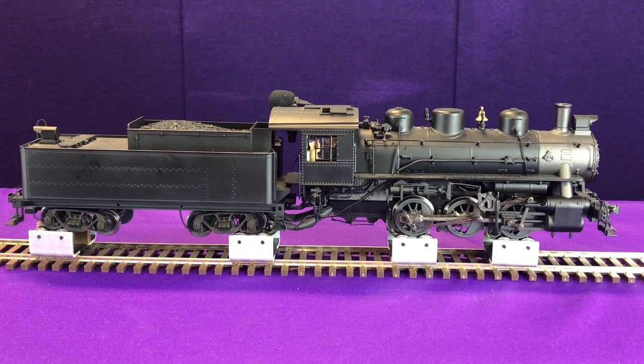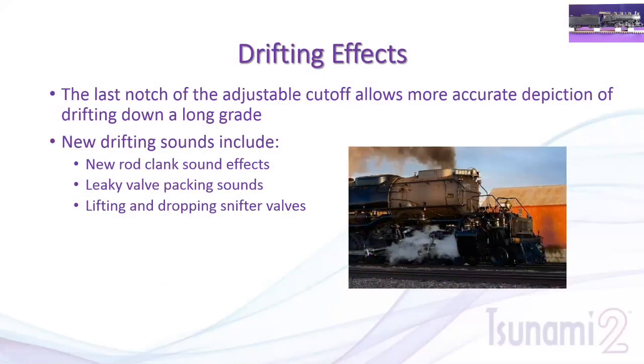Now when we talked about drifting, this is the last notch of the cutoff. We can go through, and really when we're going downgrade, you can feel that drifting or do that full drifting effect. So as I talked about, we have the new rod clank recording, which is, to me, a really cool feature. Rod clank is something that doesn't go away, so you can have that come on all the time. It's just more prominent when you're drifting. Leaky valve packing, and then we have the lifting and dropping of the snifter valve.